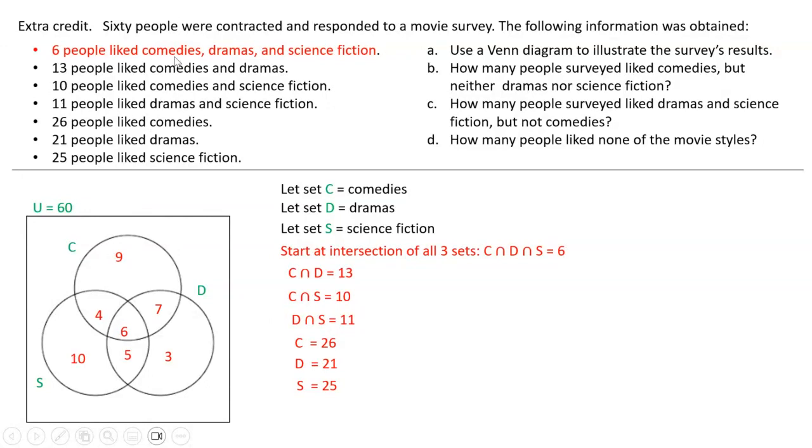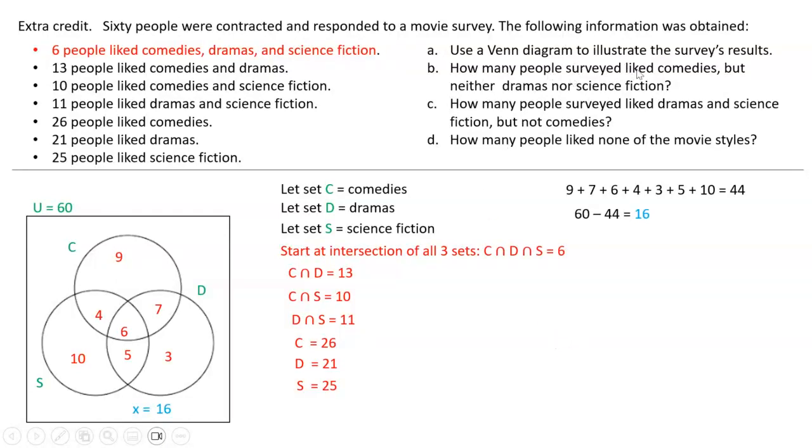But now, there's a total of 60. So how many are on the outside? Let X represent the ones who don't like any of the movies. So we're going to add all these numbers here: 9 plus 7 plus 6 plus 4 plus 3 plus 5 plus 10. It's going to give us 44. So 60 minus 44 will give us 16. That means 16 are on the outside. This is the answer for part A.